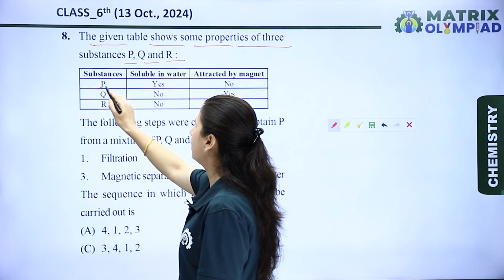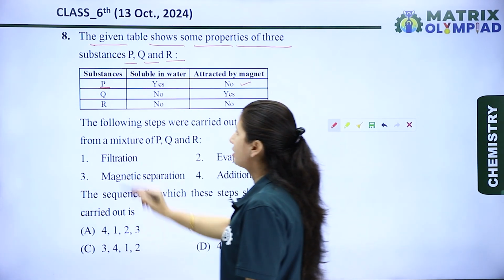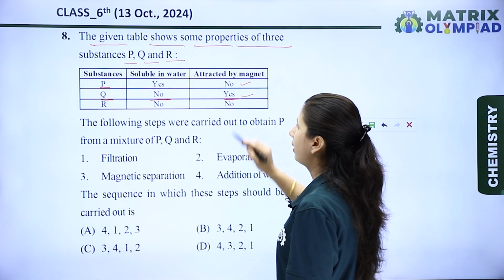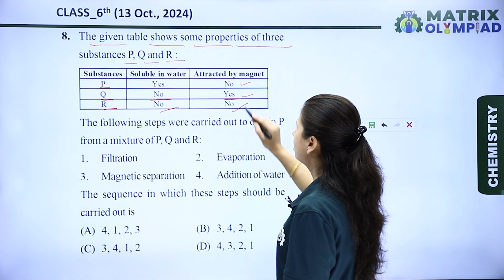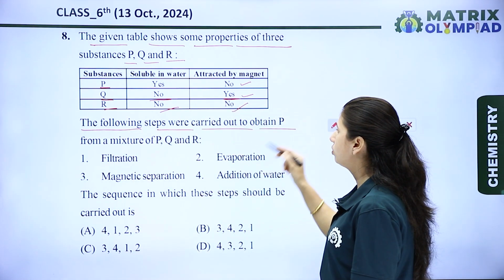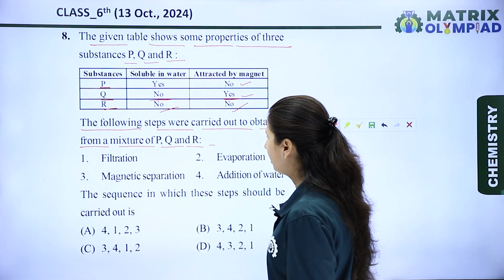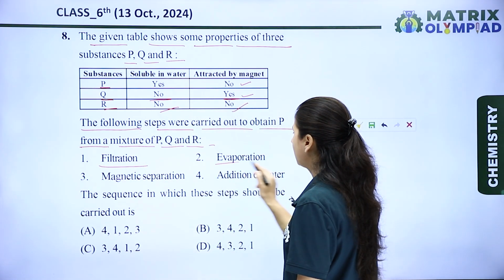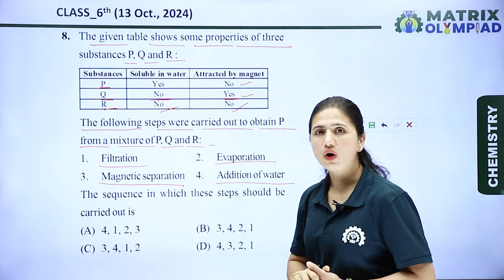If we discuss P, P is soluble in water but not attracted by the magnet. Next is Q. Q is not soluble in water and is attracted by the magnet, and R is also not soluble in water and not attracted by the magnet. Let's see the question. The following steps were carried out to obtain P from a mixture of P, Q and R. Let's see the methods. First method is filtration, second method is evaporation, third is magnetic separation, and fourth is addition of water.